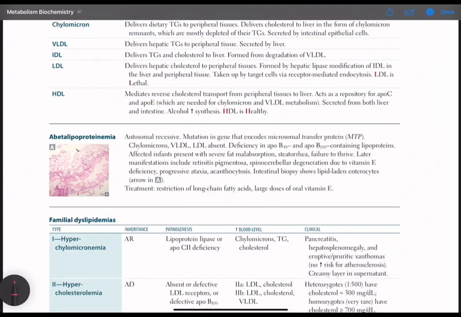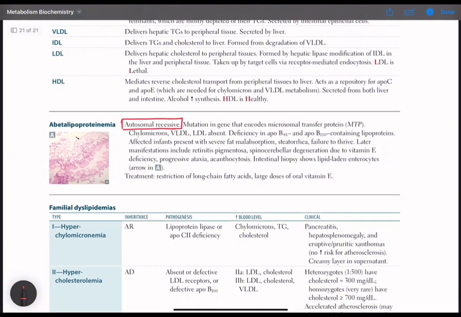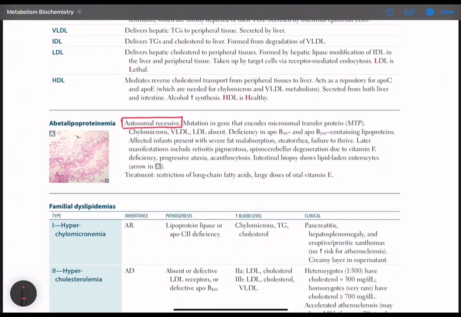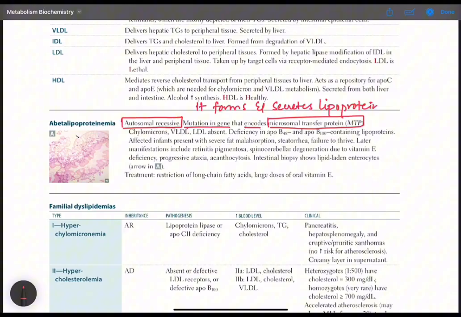The pattern followed by Abetalipoproteinemia is autosomal recessive. It is inherited in an autosomal recessive pattern, and the cause is a mutation in the gene that encodes microsomal transfer protein or MTP. The job of MTP is that it forms and secretes lipoproteins with apolipoprotein. So as a result, chylomicrons, VLDL and LDL are all absent. There is deficiency in ApoB48 and ApoB100 containing lipoproteins.